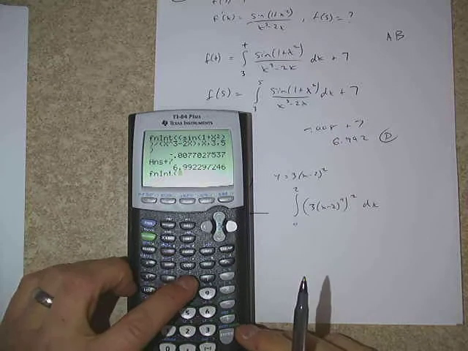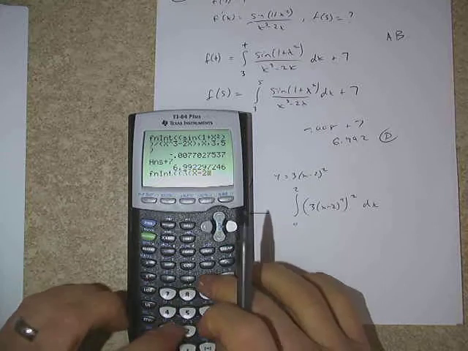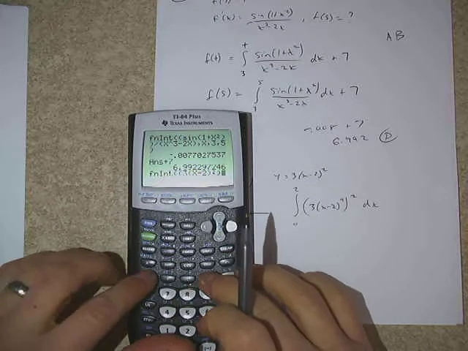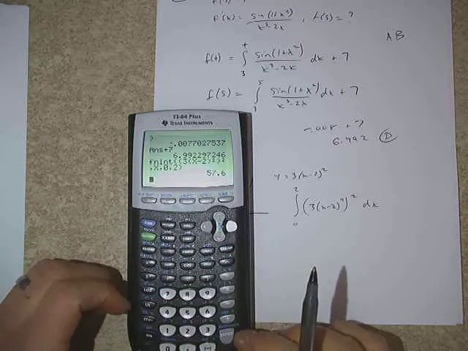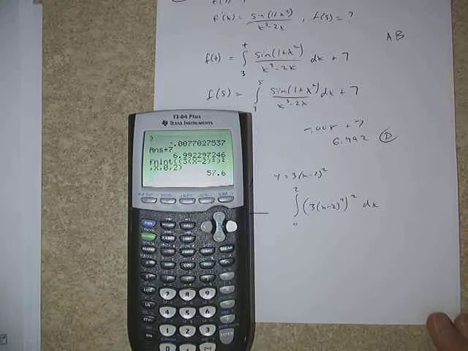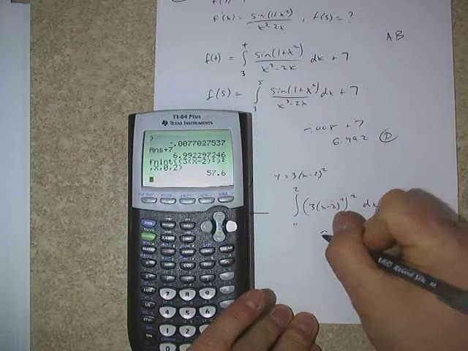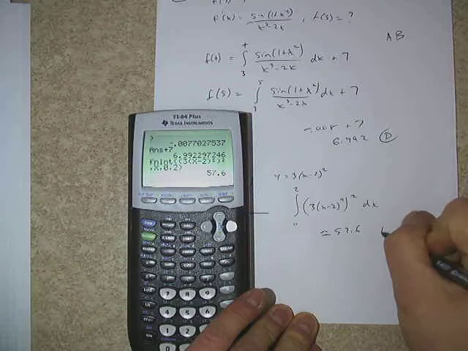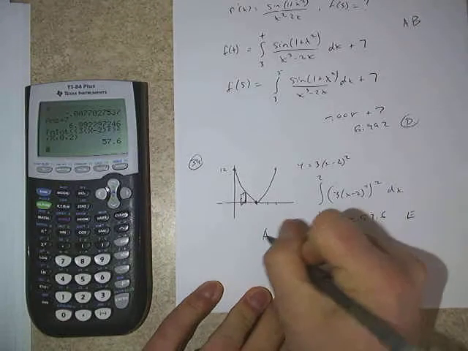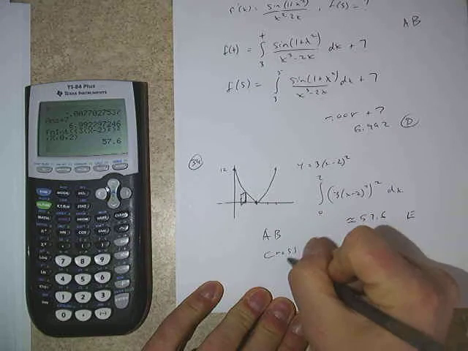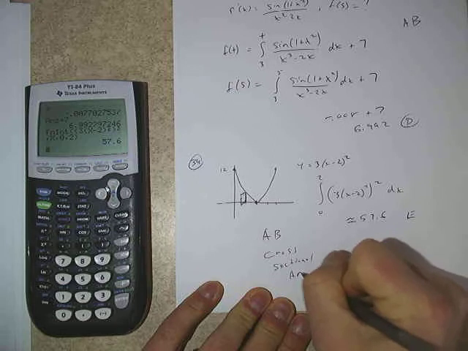So in our integrand we have 3 minus x squared, squared. That gives 57.6, which ultimately gives us E. Alright, so again, this is an AB problem, also a cross-sectional area problem.